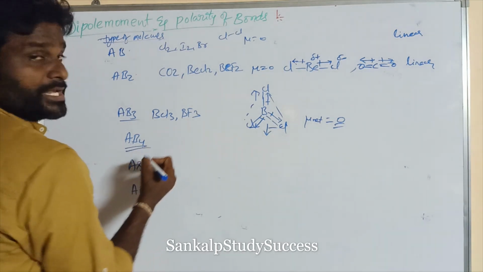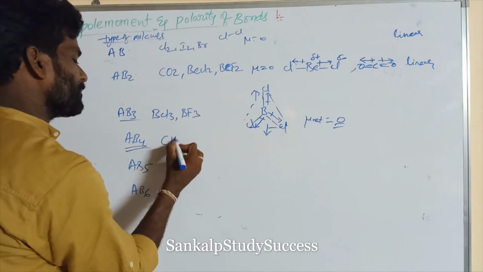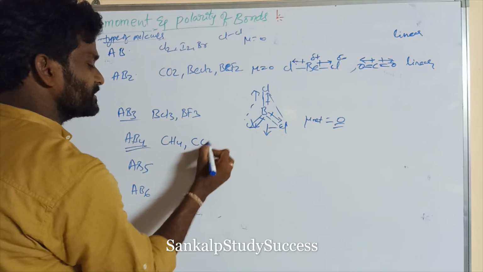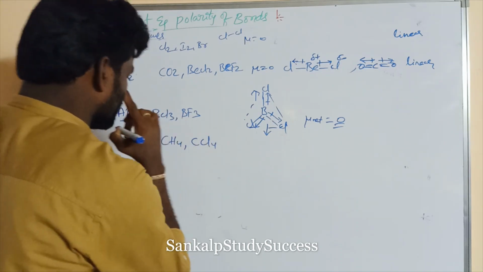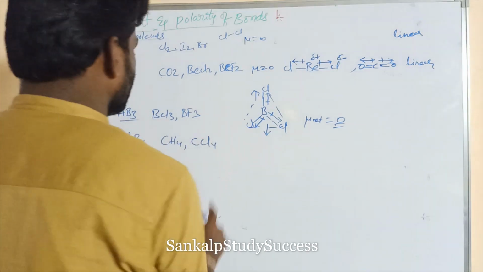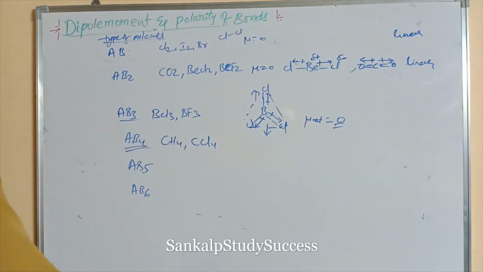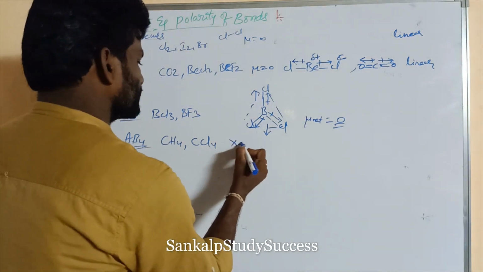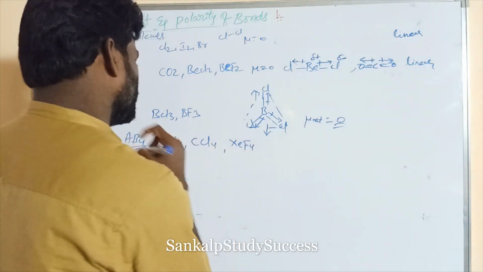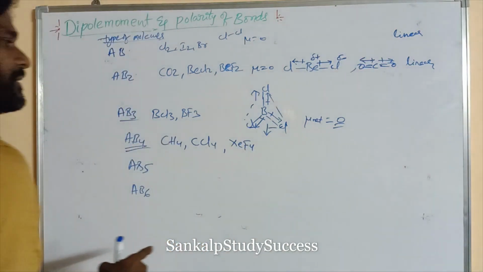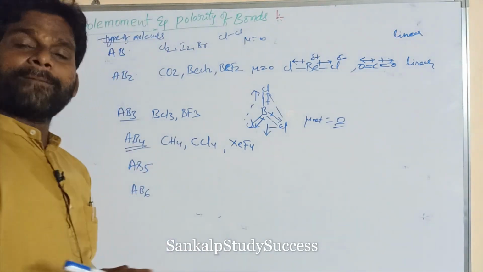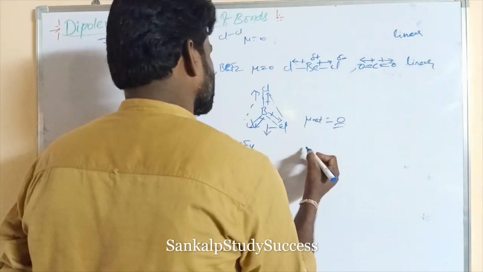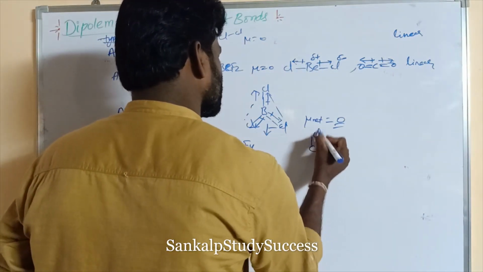AB4 type molecules. In AB4 type molecules, we can write CH4, CCl4. These are the AB4 type molecules, like XeF4 also. Here, this undergoes sp3 hybridization. Its shape is tetrahedral, CCl4. It is also symmetric.